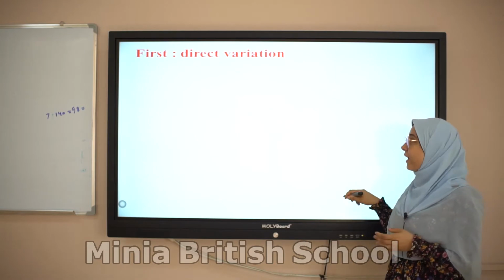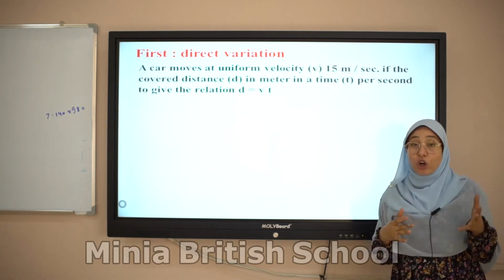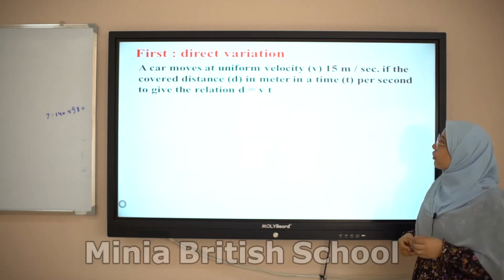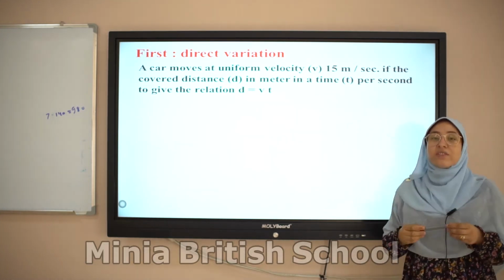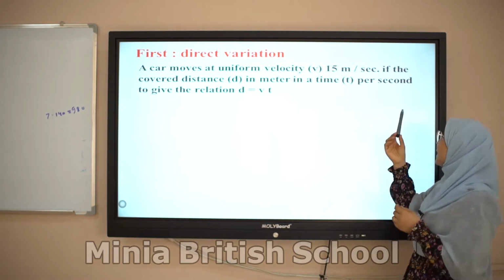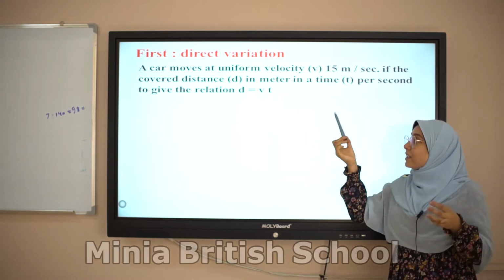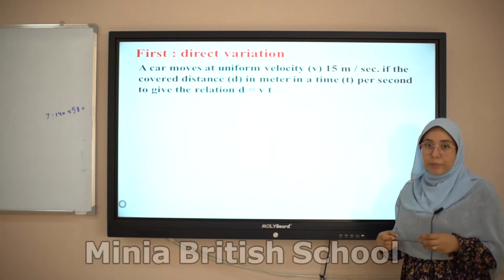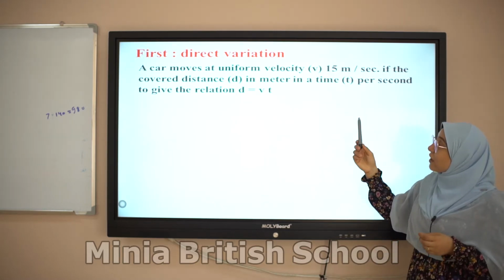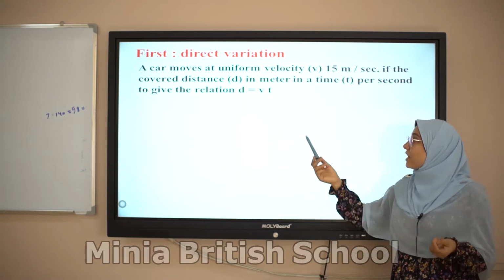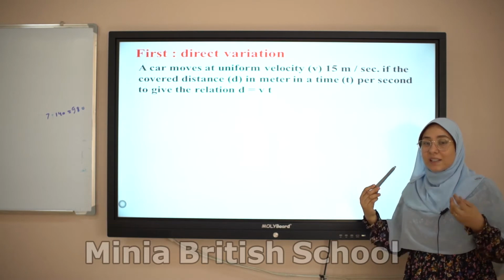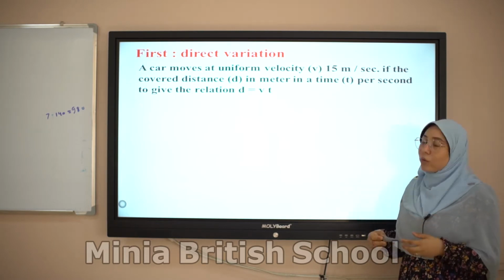Direct variation. Now, if you have a car that moves at uniform velocity v, 15 meters per second, and the covered distance is d in meters in a time t in seconds, this gives the relation d equals vt.